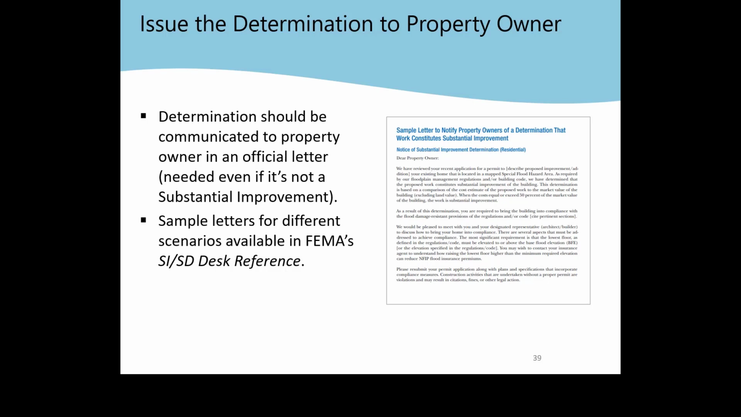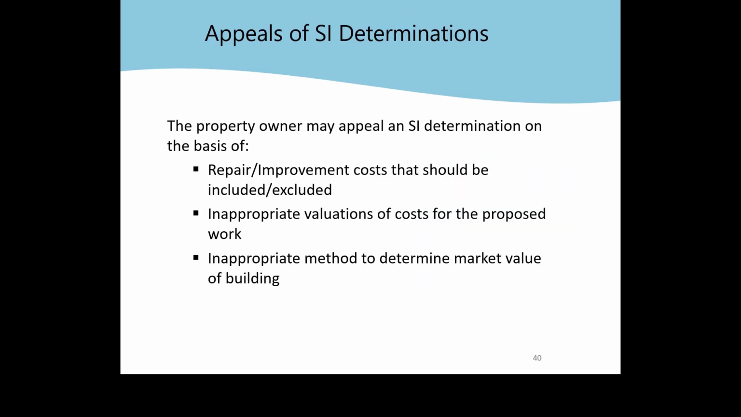The substantial improvement, substantial damage reference includes some really good sample letters. So I encourage you to take a look at those and feel free to use those with the letters that you issue. Certainly, as with any administrative decision made by the building official or community official, it can be appealed to the Zoning Board of Adjustments, as I'm referring to in New Hampshire. So that is always an option when you have an administrative decision being made.